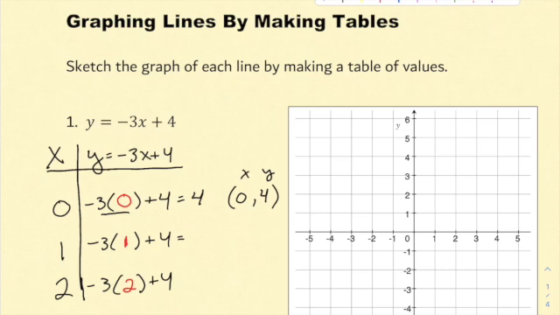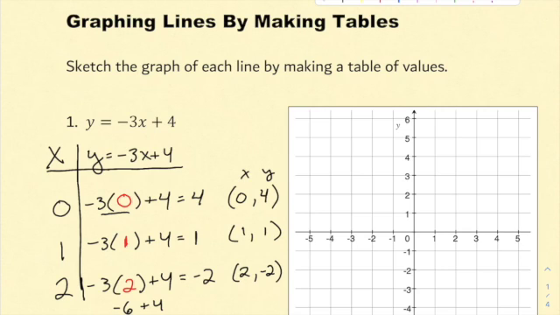Now when x is 1, negative 3 times 1 is negative 3, and negative 3 plus 4 is 1. So I plugged in 1 for x and I got out 1 for y. When x is 2, negative 3 times 2 is negative 6, and negative 6 plus 4. And again, if you have trouble doing that in your head, then write it out. Negative 6 plus 4 is negative 2. So I plugged in 2 for x, and I got out negative 2 for y.